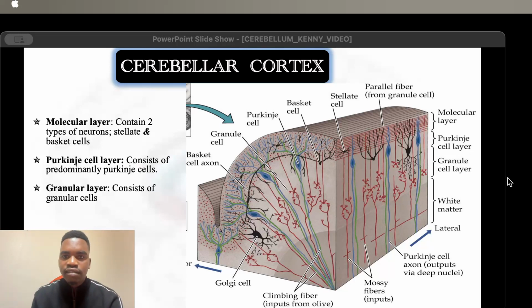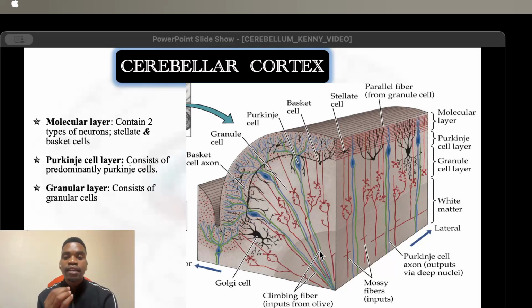There are many details in this slide, but I want you just to note that we have the Purkinje cells here. This is the Purkinje cell, and we have 2 main fibers that we want to talk about in this presentation. We have the Morse fibers. So this is the Morse fiber. And the climbing fiber is here. So this is the climbing fiber.